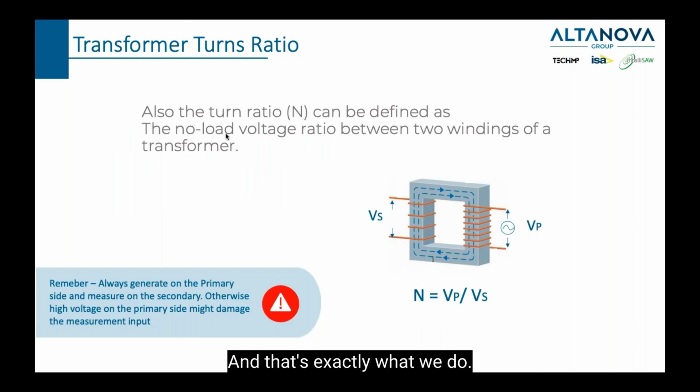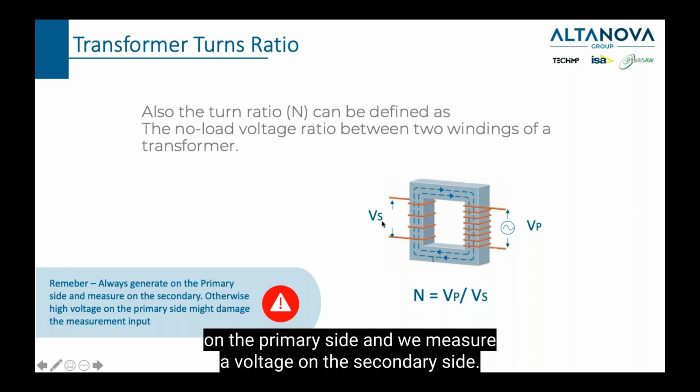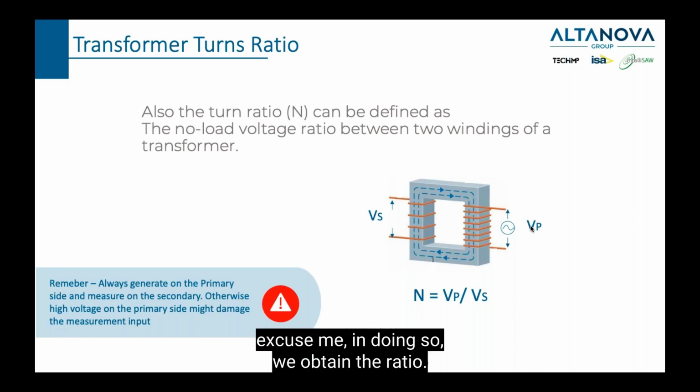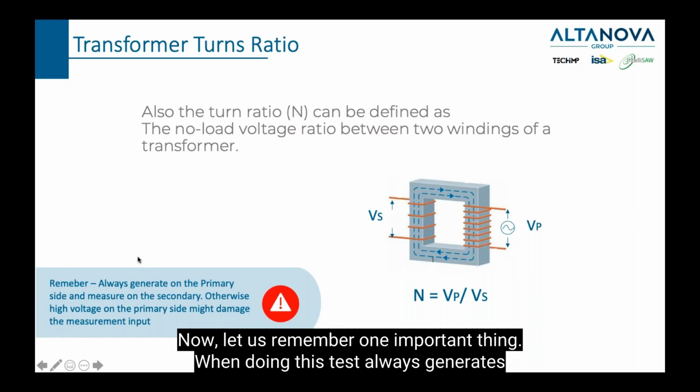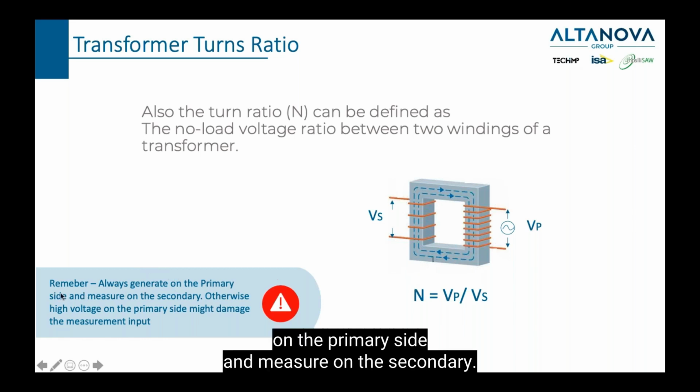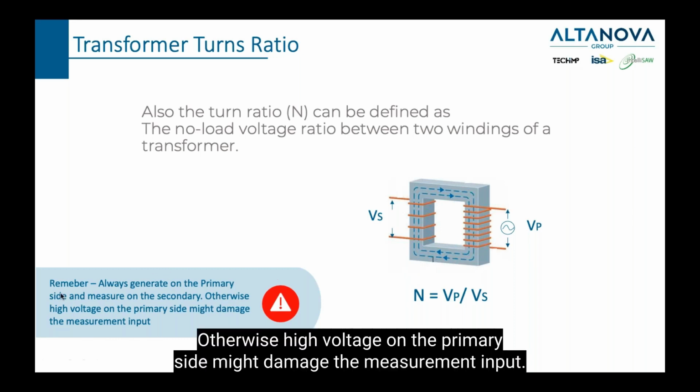So also, turn ratio can be defined as the no-load voltage ratio between two windings of a transformer, and that's exactly what we do. We basically generate a voltage on the primary side and we measure a voltage on the secondary side. And in doing so, we obtain the ratio, the turn ratio. Now, let us remember one important thing. When doing this test, always generate on the primary side and measure on the secondary. Otherwise, high voltage on the primary side might damage the measurement input.